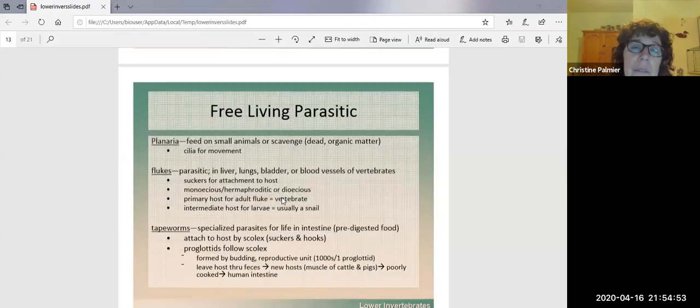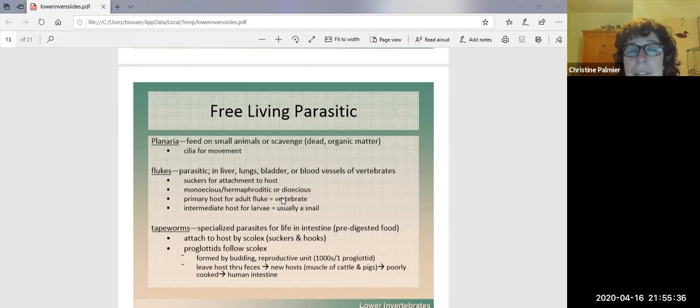So this slide should say free living or parasitic. So some worms live on their own and don't cause any problems. Others are parasitic and will make you or a plant sick. The benign worm in this group is planaria. They feed on small animals or scavenge dead or organic matter. They do have little cilia for movement. In the protista chapter, we talked about how paramecium moves with cilia. They used to have, in another building on campus, people use fly swatters to try to catch flies to feed the planaria, but they didn't actually have that many flies in the classroom.